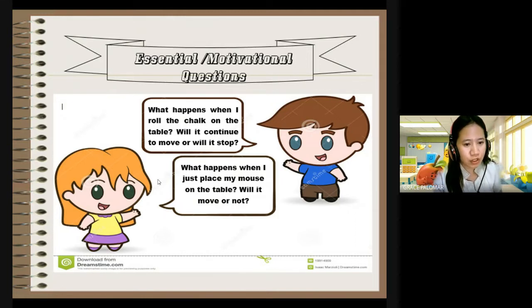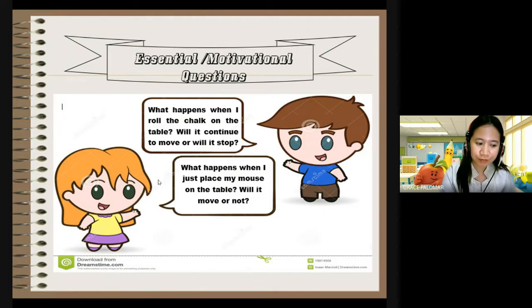Next, second question. What happens when I just place my mouse on the table? Will it move or not? I'll give you 10 seconds to answer. Okay, so when I put my mouse on the table, it will just be at rest and it will not move unless I apply an external force on the mouse and transfer it from one place to another.